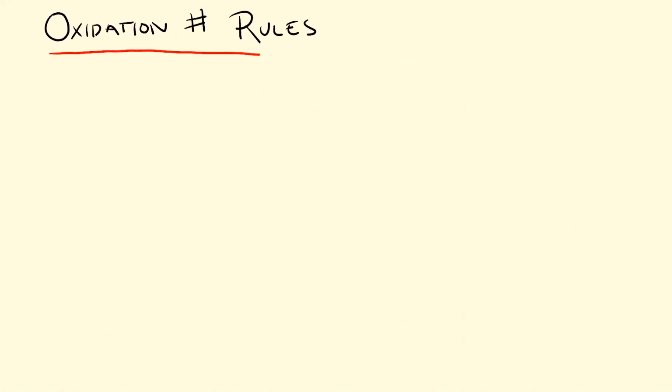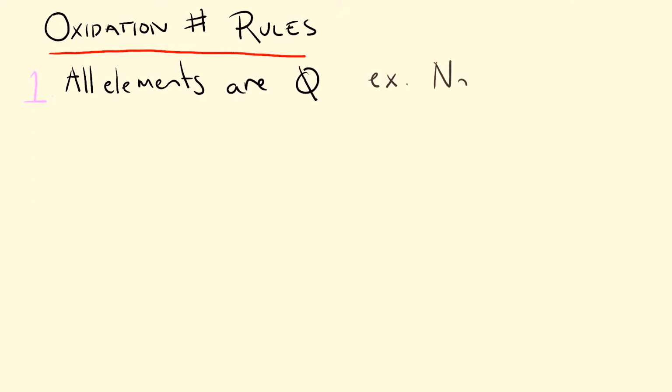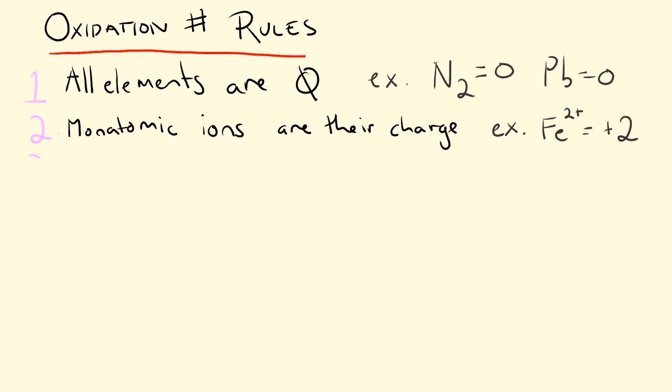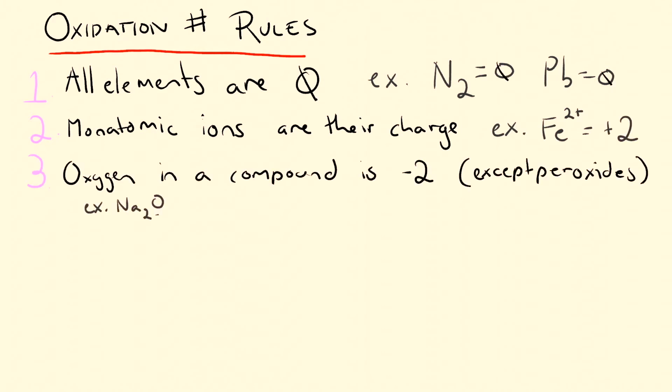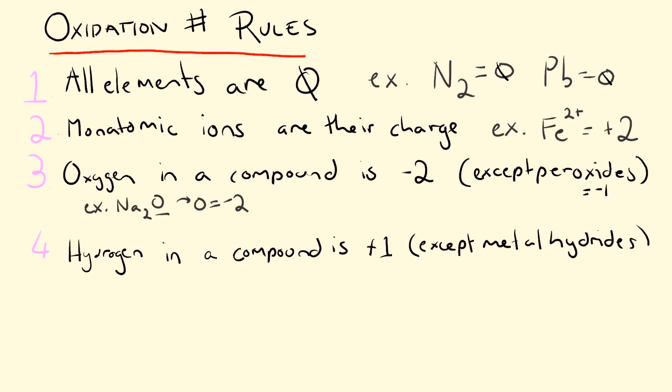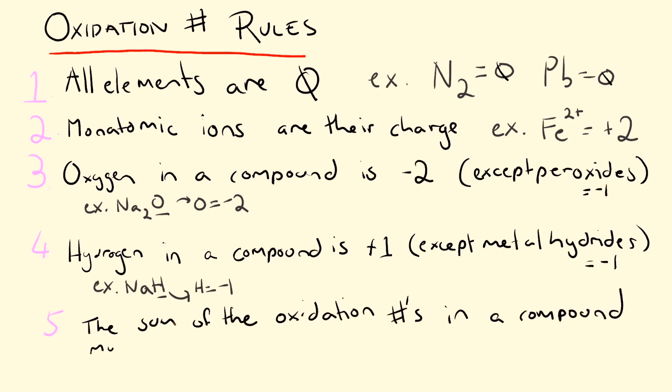There are a few rules when assigning oxidation numbers to reaction species. All lone elements are assigned an oxidation number of 0. Monatomic ions' oxidation numbers are their charge. Oxygen in a compound has an oxidation number of -2, except for in peroxides. Hydrogen in a compound is +1, except for in metal hydrides, and the sum of oxidation numbers in a molecule must equal the overall charge.